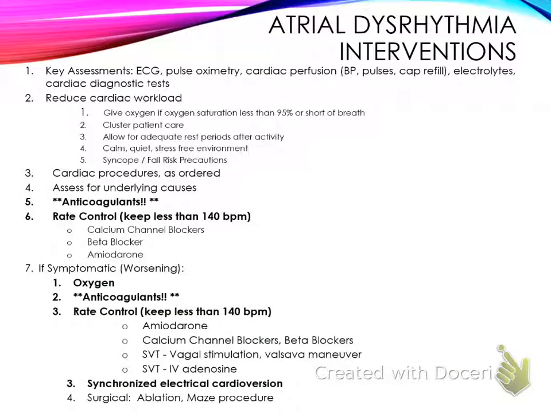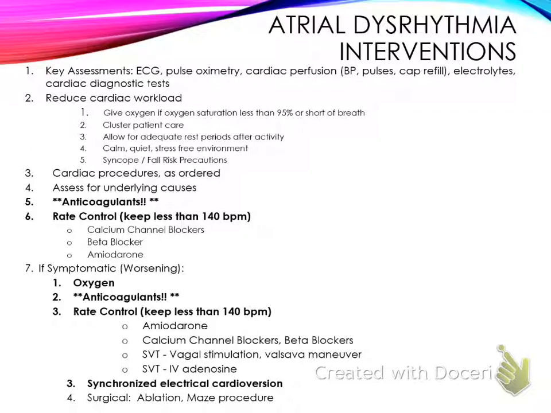Well, you can see that we have our asymptomatic and symptomatic. So we're going to add one more thing, our asymptomatic. Like our flow chart with the Brady's, we would go in and just continue to monitor. We would get to the underlying causes, and that's it. Here, we're going to do the same thing. We're going to continue to monitor. We're going to get to the underlying causes, but we're also going to add anticoagulants and rate control.